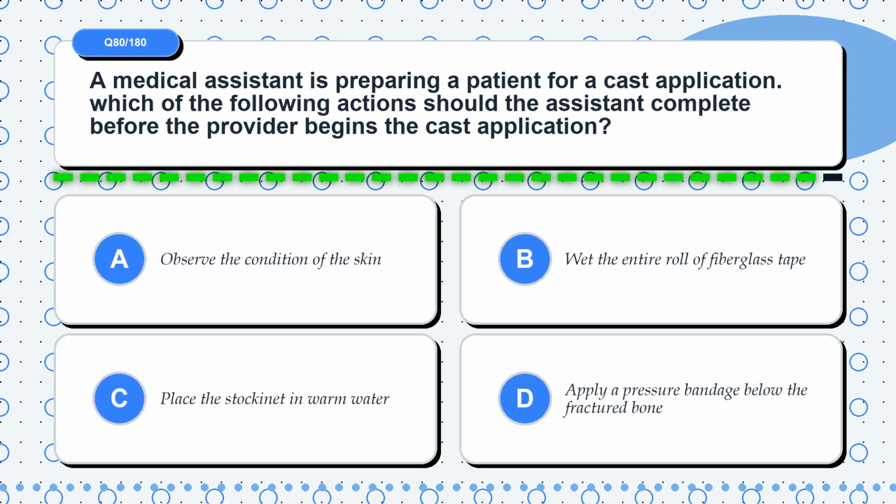Question 80. A medical assistant is preparing a patient for cast application. Which of the following actions should the assistant complete before the provider begins the cast application? Here are the options. Option A, observe the condition of the skin. Option B, wet the entire roll of fiberglass tape. Option C, place the stockinette in warm water. Option D, apply a pressure bandage below the fractured bone.